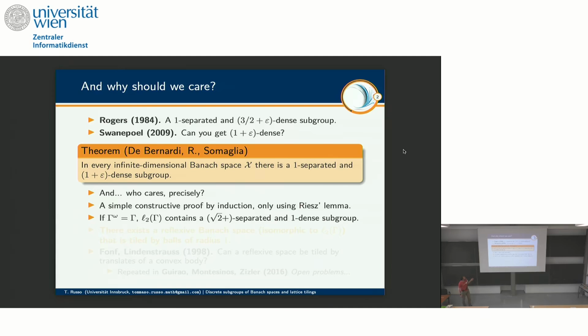So here there was 1 plus epsilon. Here you get 1 dense and square root of 2 separated.